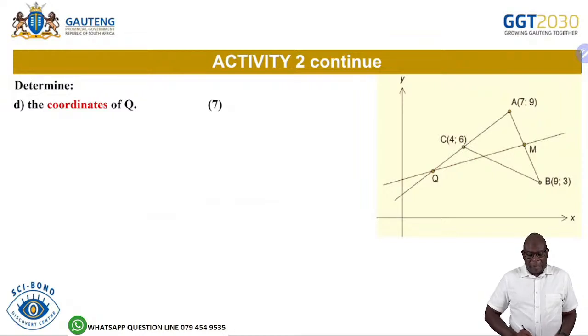Now, still in activity 2, we have this question here: determine the coordinates of Q. And that question had 7 marks.